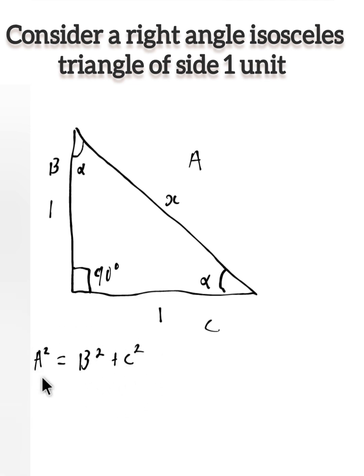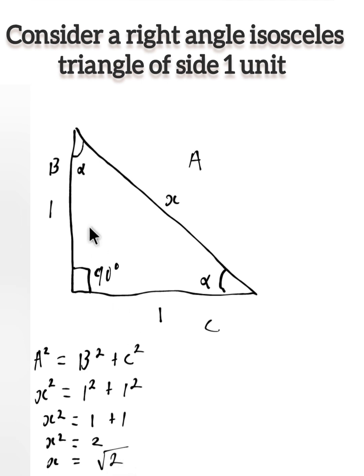Applying this theorem into what we have here, we have that A, which is x square, is equal to B, which is 1 square, plus C, which is also 1 square. So x square is equal to 1 plus 1. x square is equal to 2, and x is equal to the square root of 2. So hence, the value of the longest side of the triangle is the square root of 2.